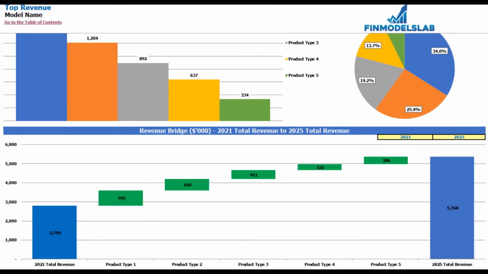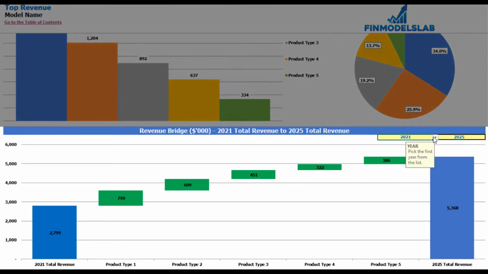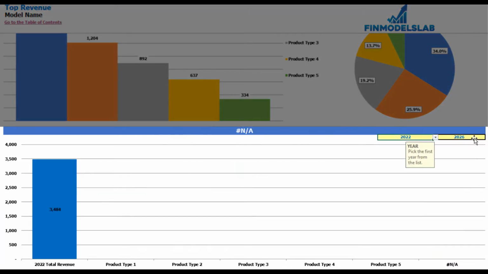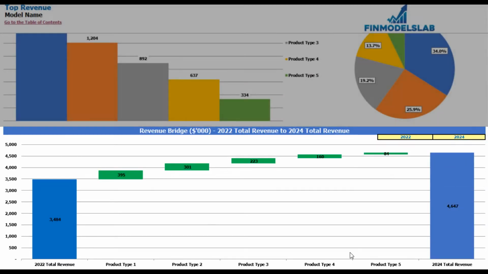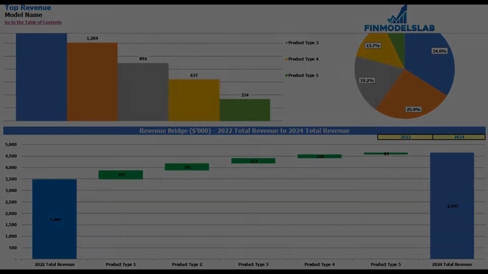And finally you may see the revenue bridge between these 2 years, which are also changeable. So you can set up, for example, from 2022 to 2024, and you may see the main drivers of your revenue growth by different product types.